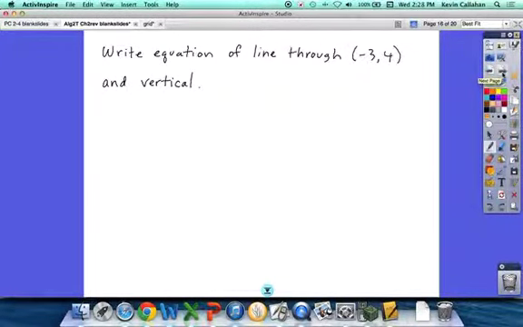Okay, write the equation of a line which is through the point negative 3, 4, and it's vertical. How do you write the equation of a vertical line? How do you say again? Vertical line. What is the equation for it?